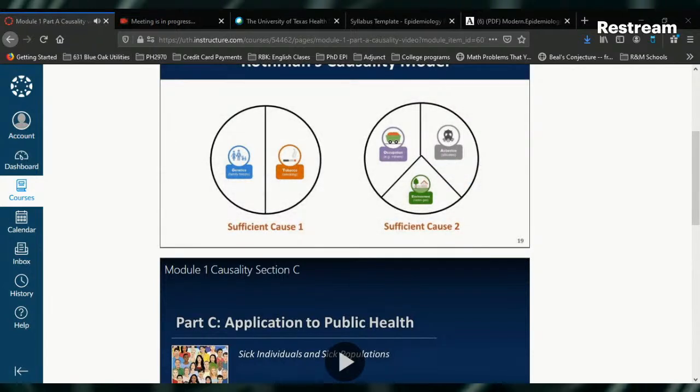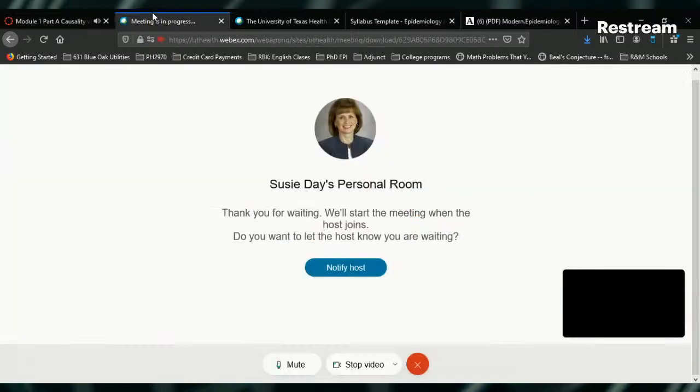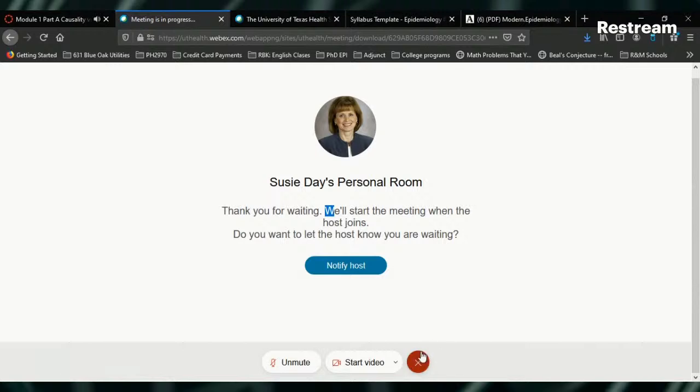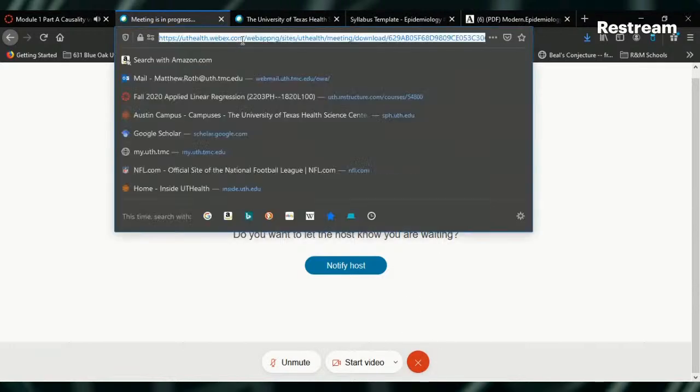For example, this subset in the population that are genetically susceptible to lung cancer and smoke cigarettes. For them, lung cancer is inevitable, a sufficient cause to represent another subset.